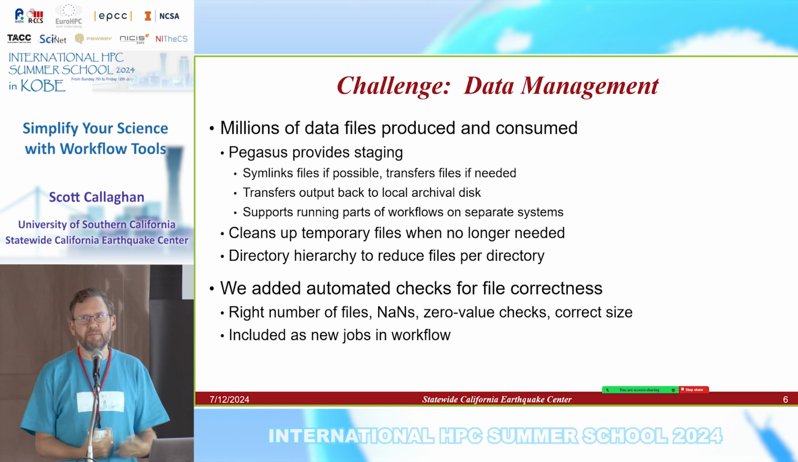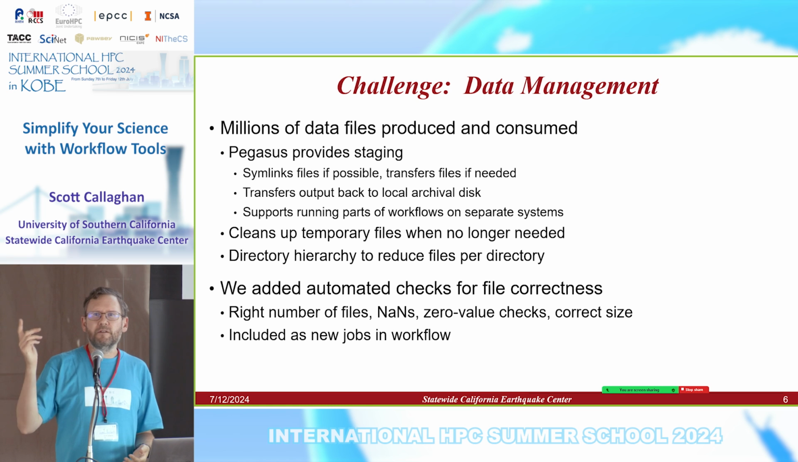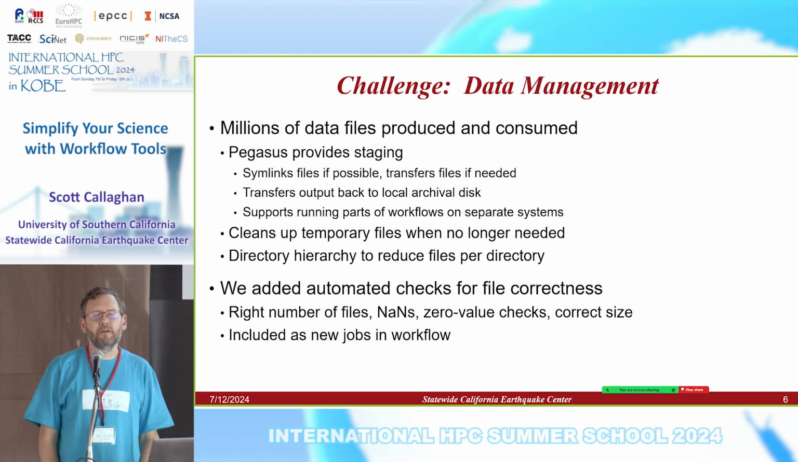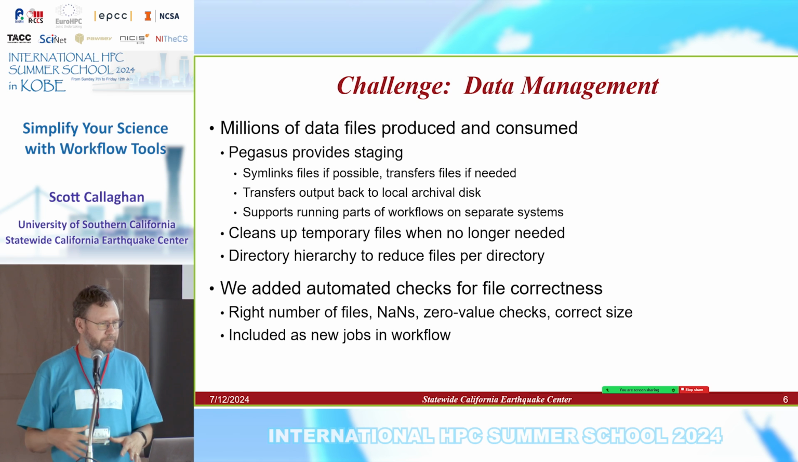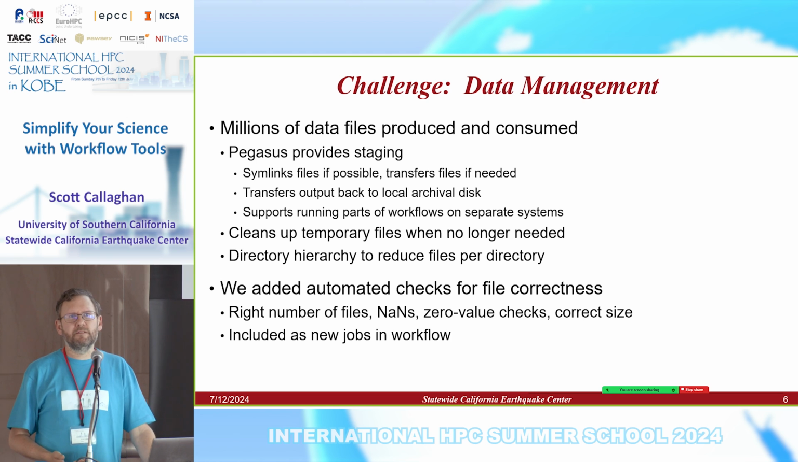Pegasus will also clean up temporary files, intermediate data products you don't need, to help you stay under quota. And I know John was mentioning this in the parallel I/O session, that one of the issues with getting good performance in the file systems is not having too many files per directory. And so Pegasus has a mechanism for automatically setting up a directory hierarchy to keep the number of files per directory low.